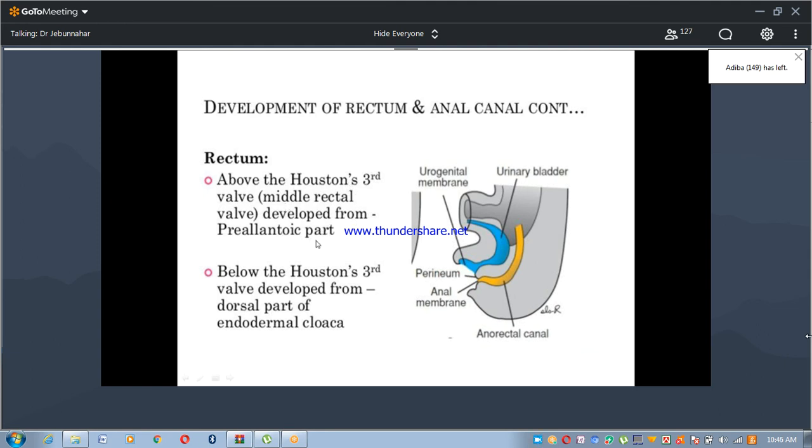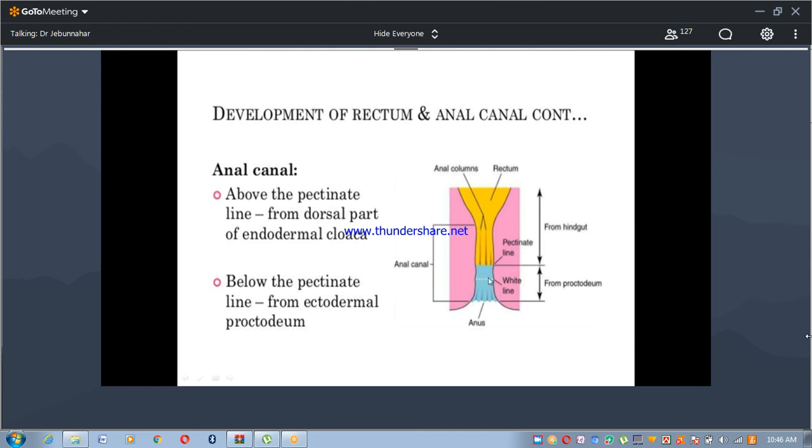Column, see, column. So the rectum above the Houston valves, the middle rectal valve develops from the endodermal part, and the lower valve develops from the dorsal part. Above the pectinate line, from the hindgut. Below the pectinate line, the anal column, the pectinate line and the white line. These are the anal canal. Then hindgut will develop.